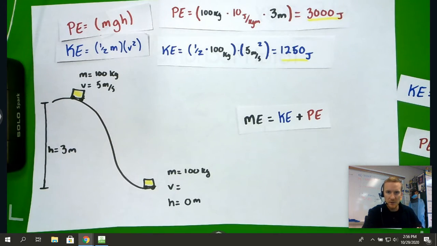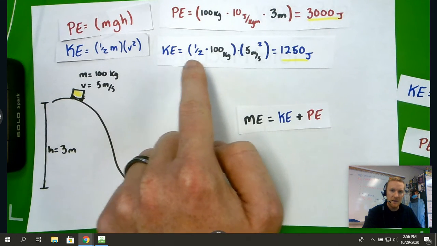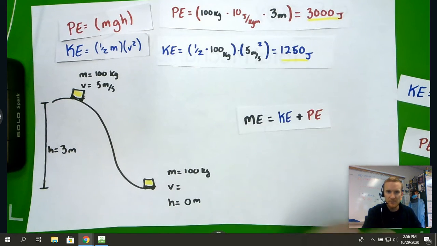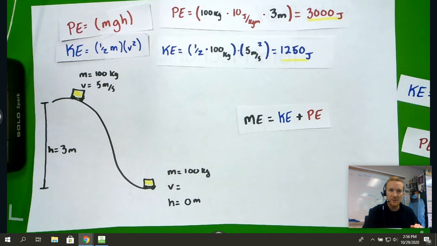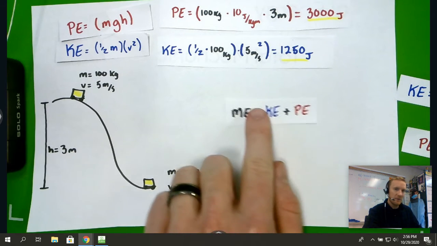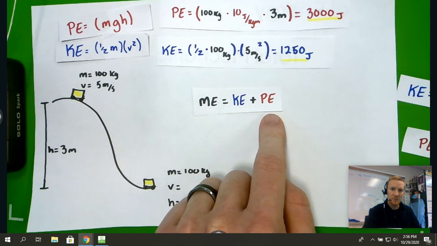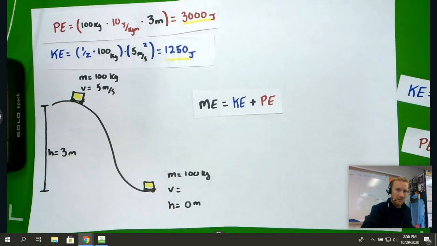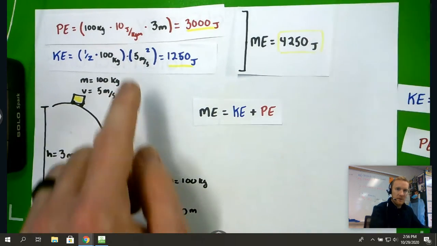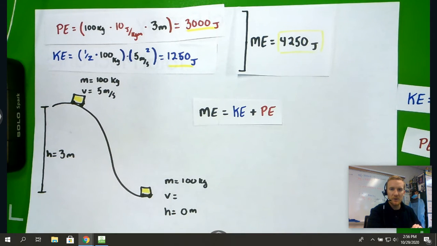So if you plug those into your calculator, you should have got a starting potential energy of 3,000 joules and a starting kinetic energy of 1,250 joules. Again, this is everything based on the information we have here, just plugging in the numbers as we see them in the equation. So when we want to find out what's our total mechanical energy, we're just going to add those two energy forms together. Okay? So the total amount of mechanical energy at the start of this interaction, right, 3,000 plus 1,250, gives us a total amount of 4,250 joules of mechanical energy.